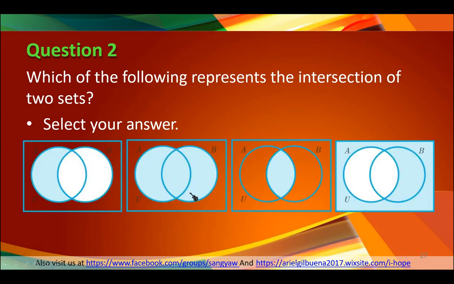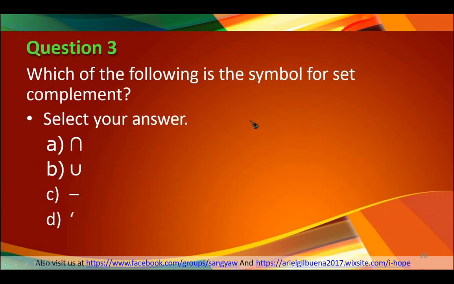Question number 2. Which of the following represents the intersection of two sets? So, saan po dyan? Ito bang A, B, C, D? So, saan ba yung intersection dyan? Syempre, ito pong pangatlong picture. Question 3. Which of the following is the symbol for set complement? So, ano sa tingin natin? Ito bang A, B, C, or D? Syempre, the answer is letter D.